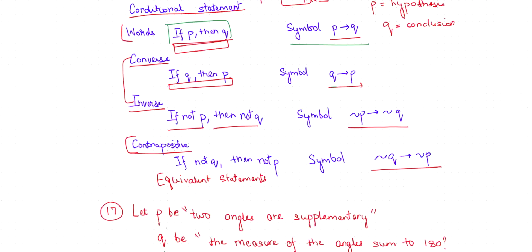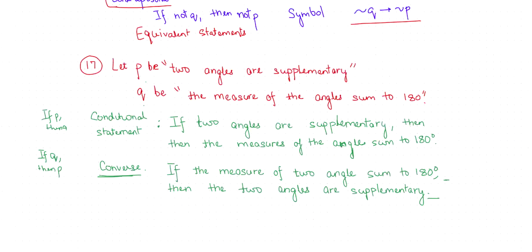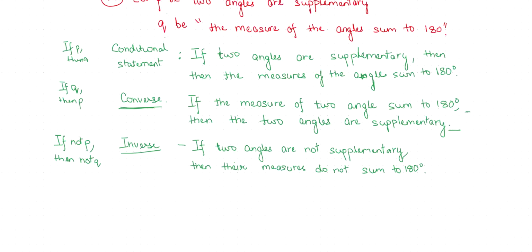Now, this was the converse. Let's write the inverse, where we write the conditional statement and then we negate P and then negate Q. So for the inverse, we write the conditional statement and negate P and negate Q, like this: if not P, then not Q. So if two angles are not supplementary, then their measures do not sum to 180 degrees.